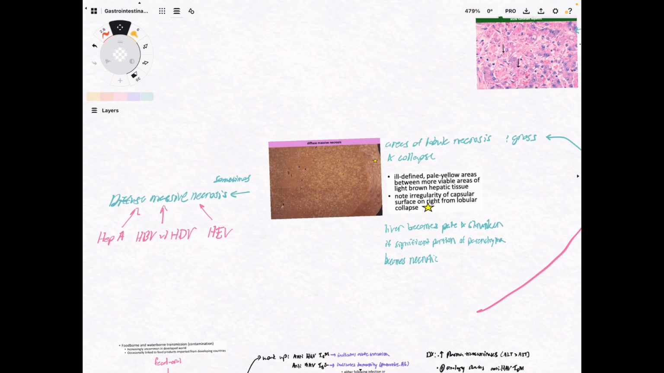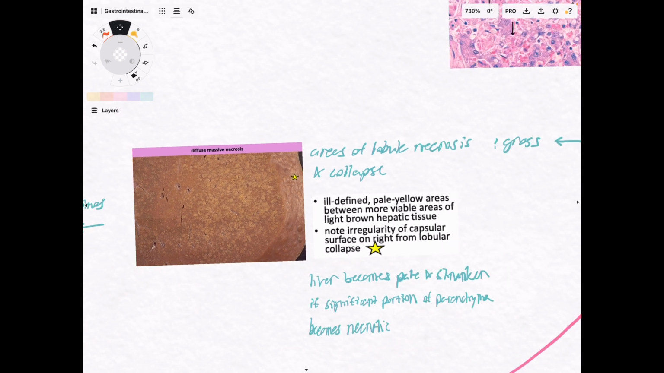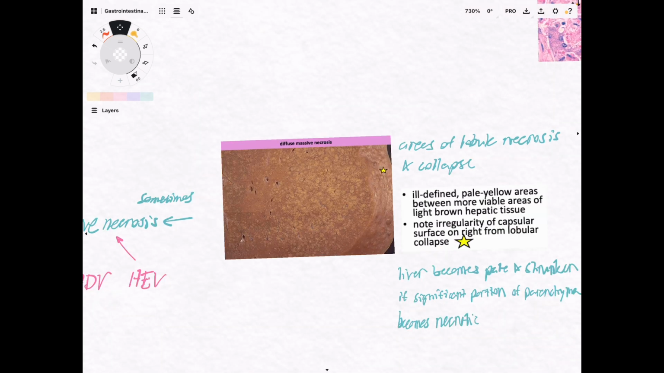Looking at what happens grossly in viral hepatitis, you have areas of lobule necrosis and collapse. You can take a deeper look there. You're going to have basically necrosis and little ulcers collapsing. This is called diffuse massive necrosis. What happens is the liver becomes pale and shrunken if a significant portion of parenchyma becomes necrotic. So that's basically all you need to know. Hep A, Hep B with Hep D, and then HEV usually are more prone to cause diffuse massive necrosis.